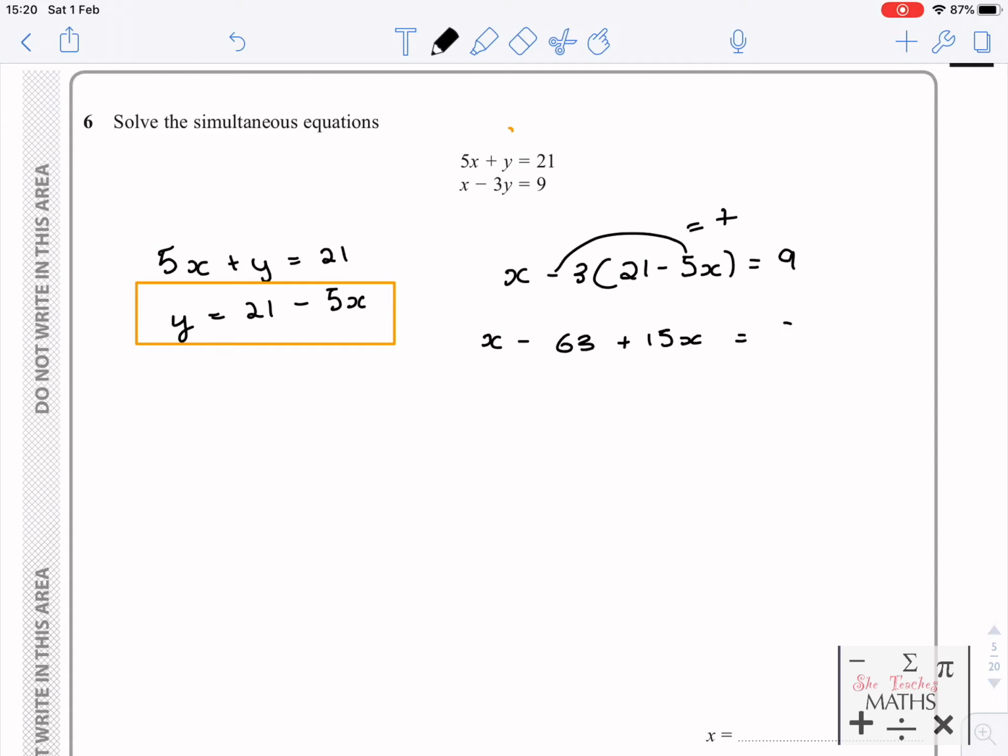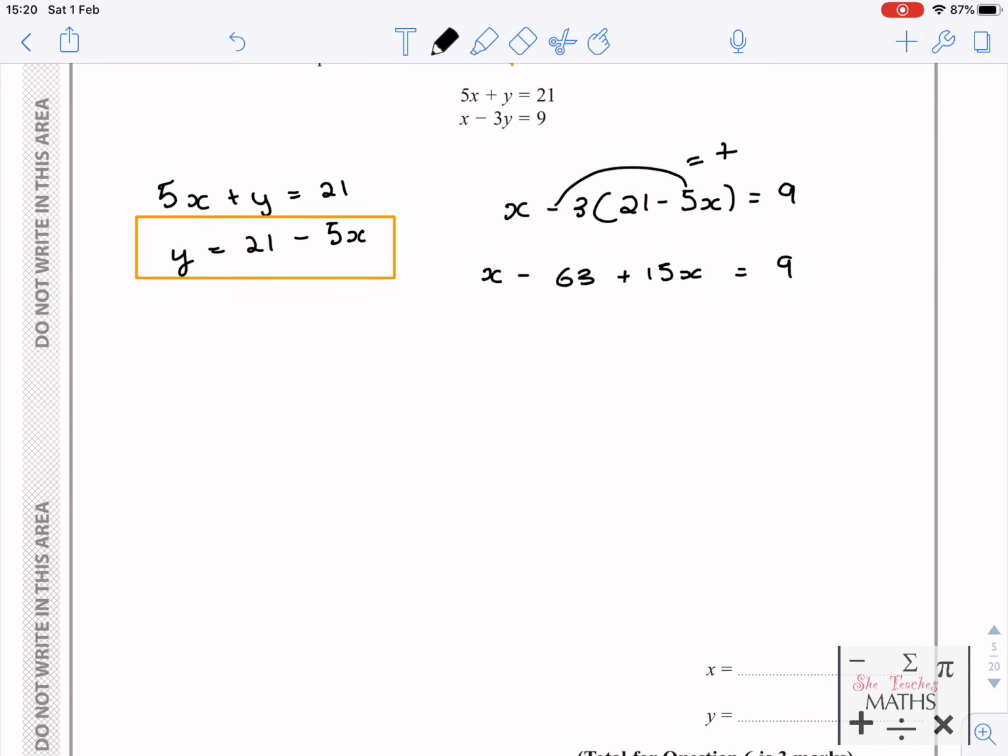That would equal 9. Then we're going to collect our x's and add 63 on both sides. So collecting our x's would give us x plus 15x, which is 16x, and adding 63 on both sides will give us 72. Then x would be 72 divided by 16. Because we don't have a calculator, we can just narrow it down. So we'd get 36 over 4. No, we won't. We'll get 36 over 8, which is 9 over 2, which is 4.5.